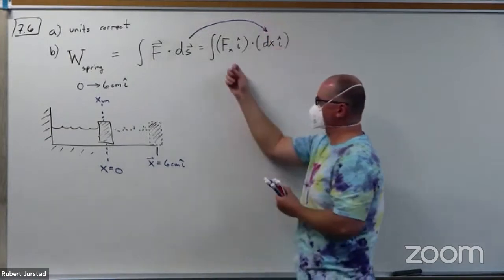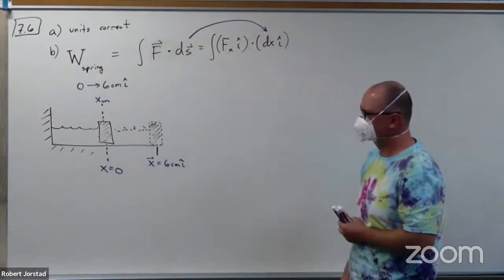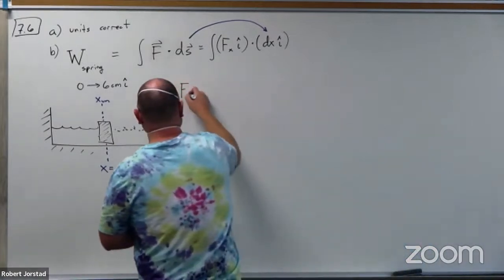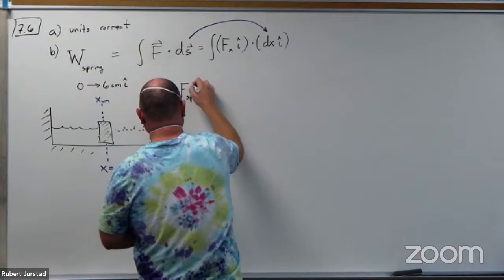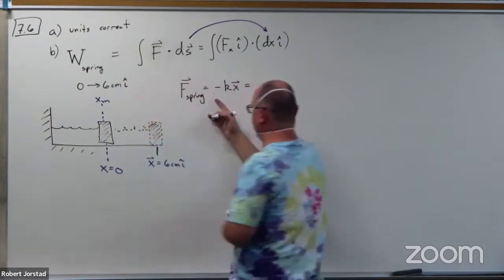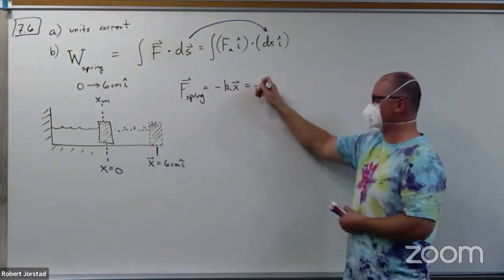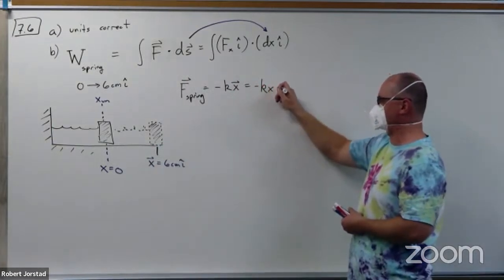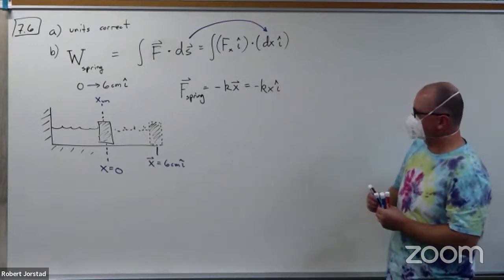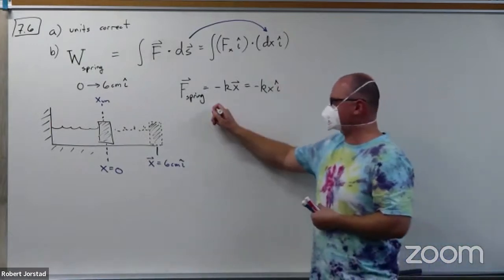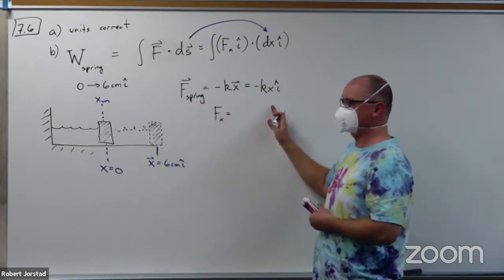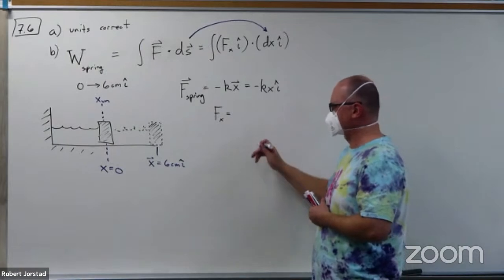What's the equation for the force due to the spring? It's negative kx vector. Well, isn't that the same thing as negative kx in the I hat? So basically, f sub x, what's f sub x for this problem? Everything except the I hat, what's f sub x?